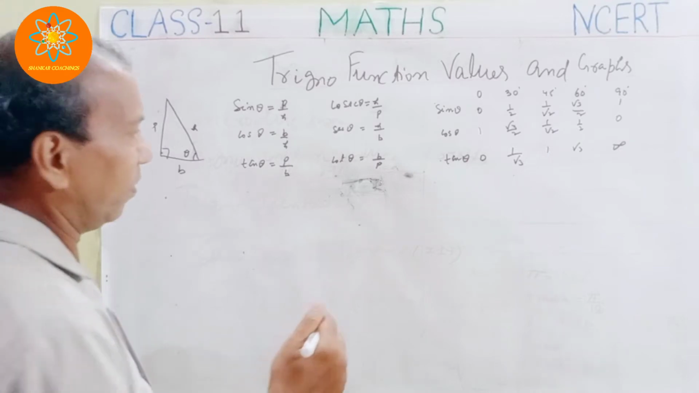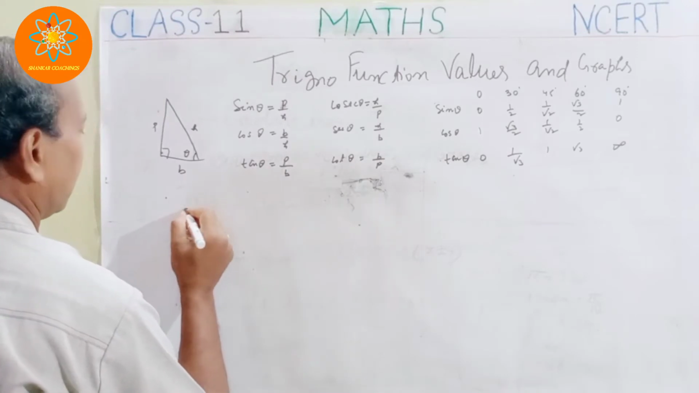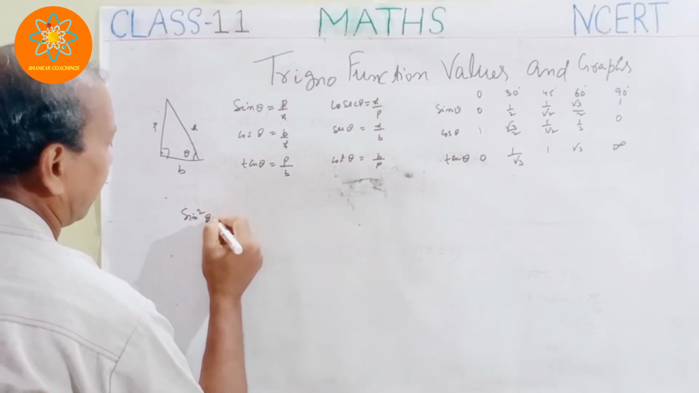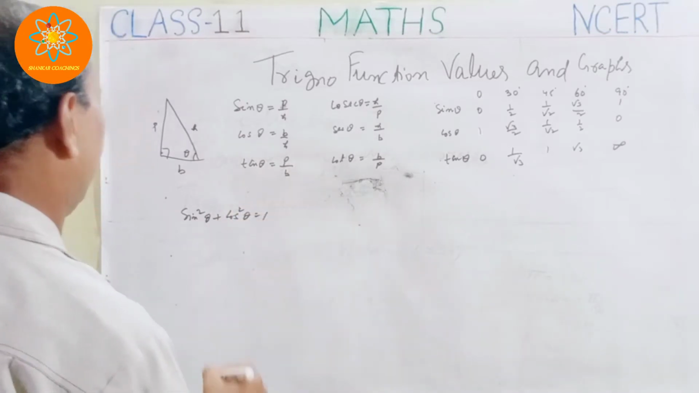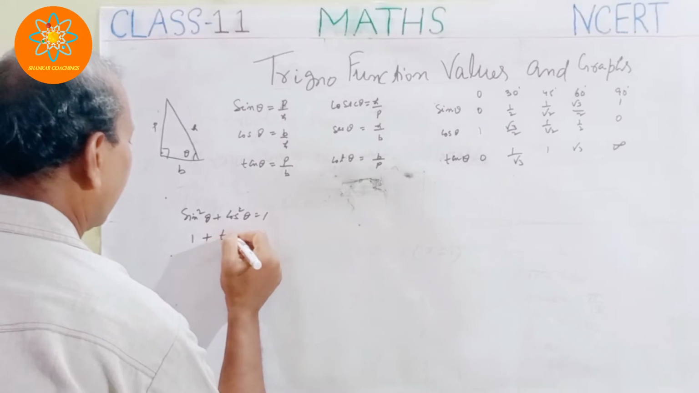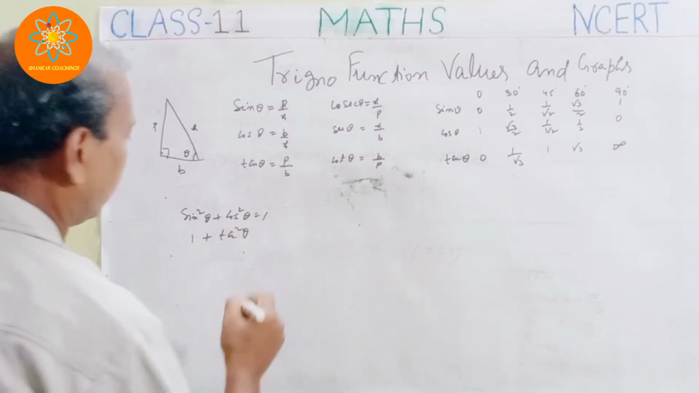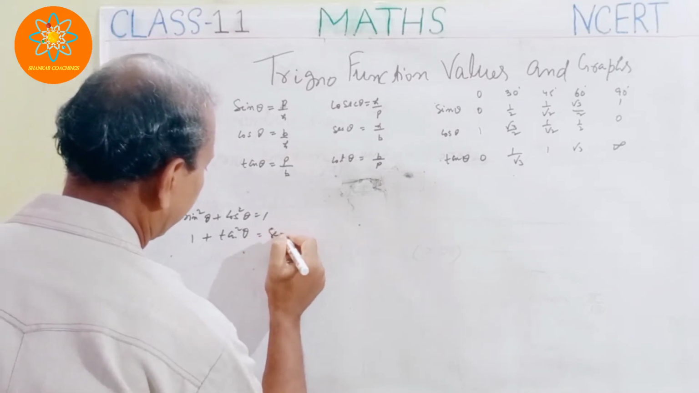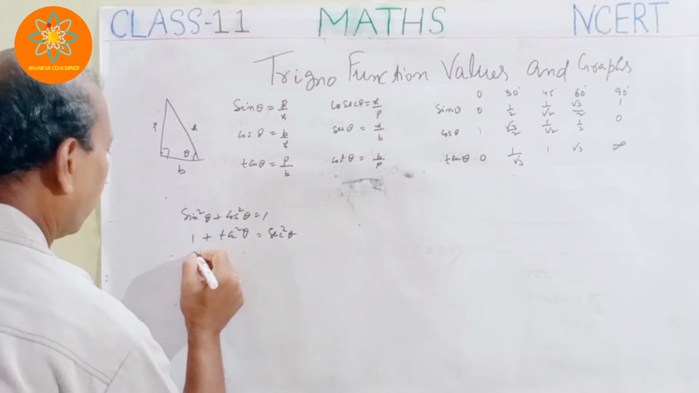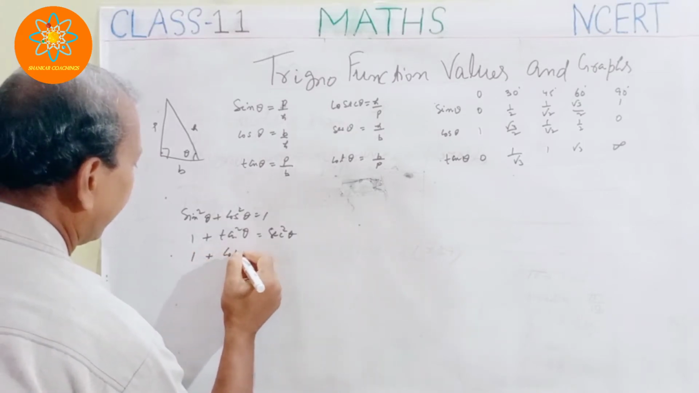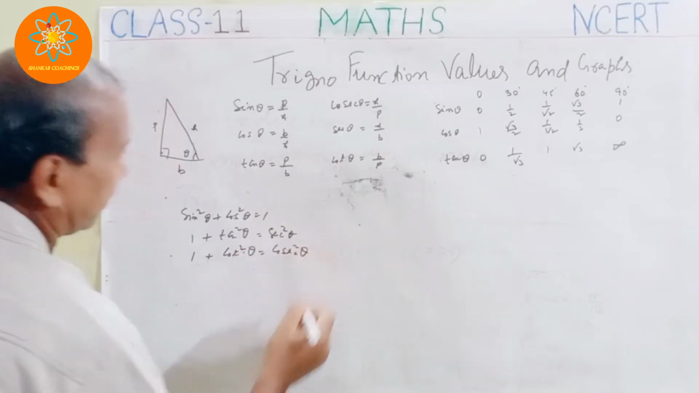So let's suppose I am taking a few formulas. One is sine square theta plus cos square theta is equal to 1. Then 1 plus tan square theta is equal to sec square theta. And what about 1 plus cot square theta? 1 plus cot square theta is equal to cosec square theta.